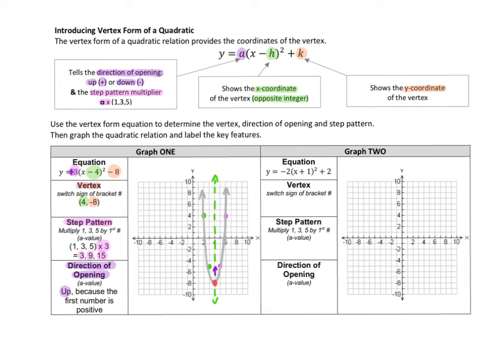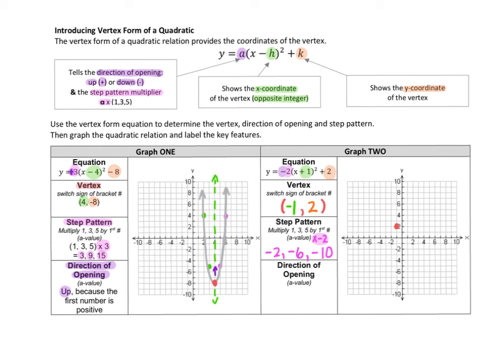In our second graph, we will again be able to find the vertex by looking at what is inside of the brackets and making it its opposite sign for the x-coordinate. So we'll have an x-coordinate at the vertex of -1, and our y-coordinate will be 2. It's the k value again at the end of the equation. We'll use the step pattern and we'll look to what we need to multiply by. So our multiplier, our a value, is -2. This means that we are going to have a step pattern of 1 times -2 or -2, 3 times -2 or -6, and then 5 times -2 or -10.